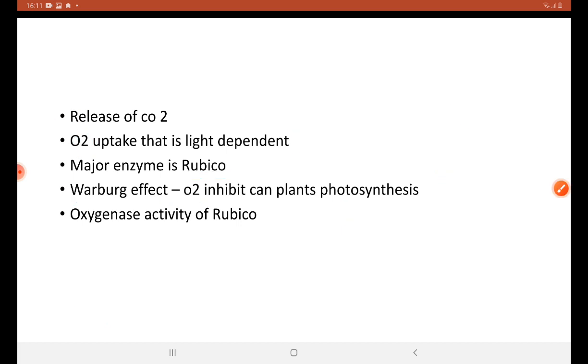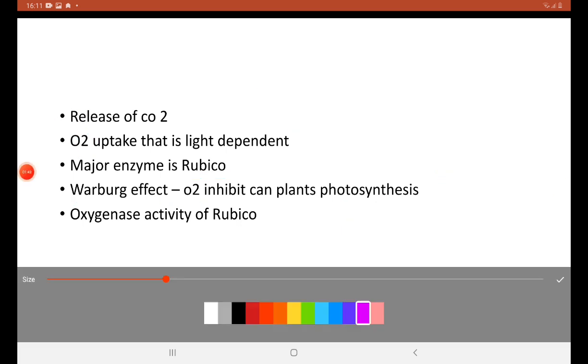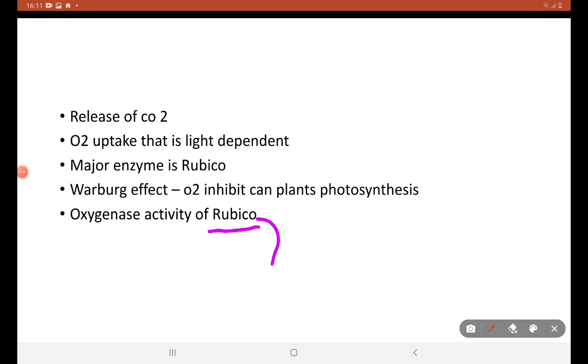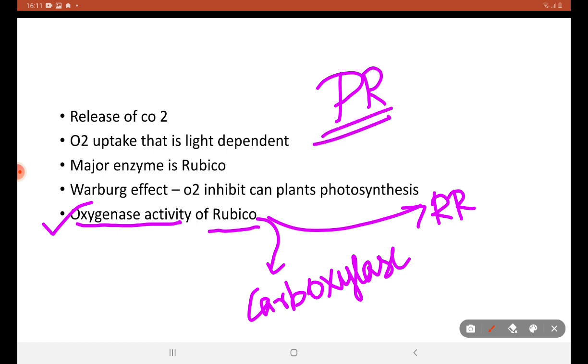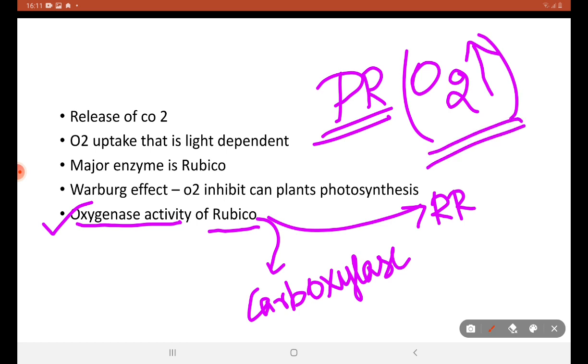Rubisco is an enzyme that has two different activities. One is the carboxylase activity seen in the C3 cycle, that is the Calvin cycle, and the other is the oxygenase activity, which occurs in photorespiration. In photorespiration, we will see the oxygenase activity of Rubisco. This process of photorespiration is activated only if the oxygen content is high and the carbon dioxide content is low.